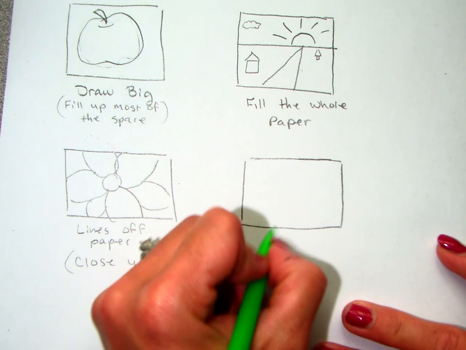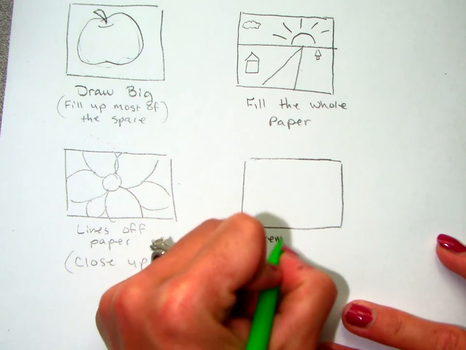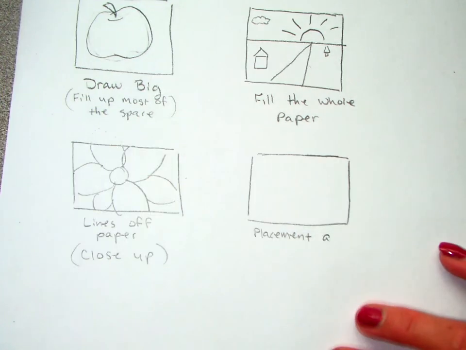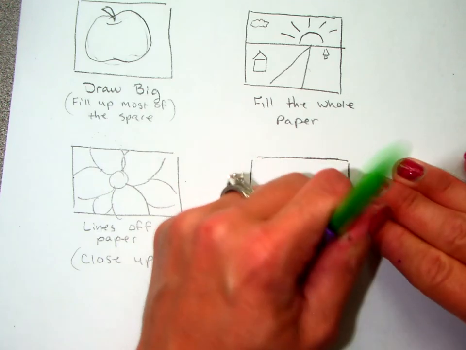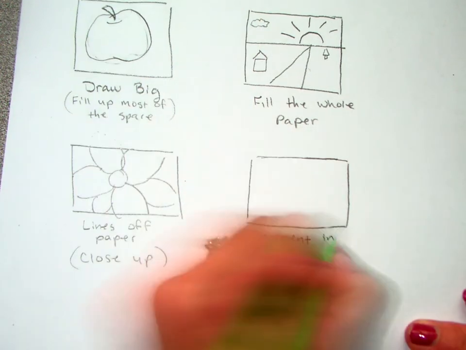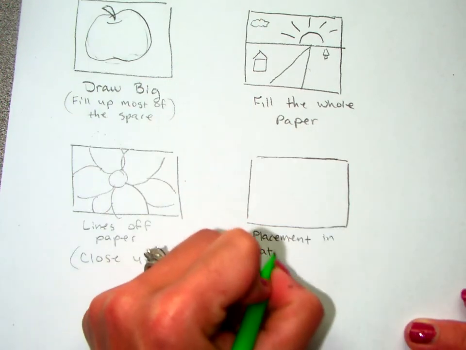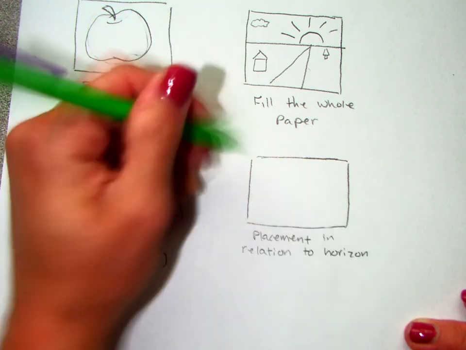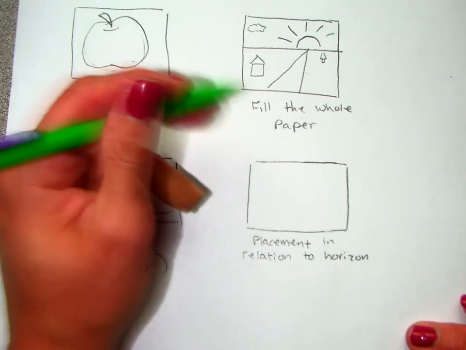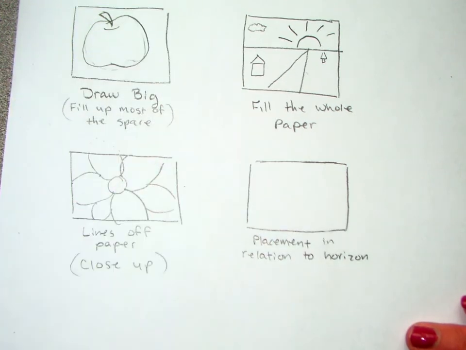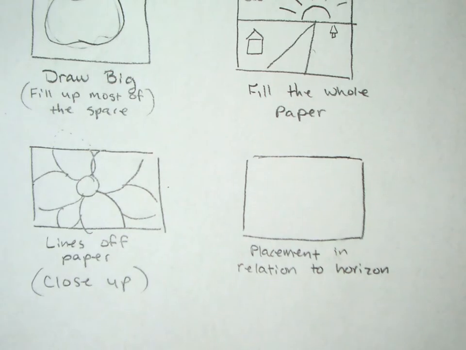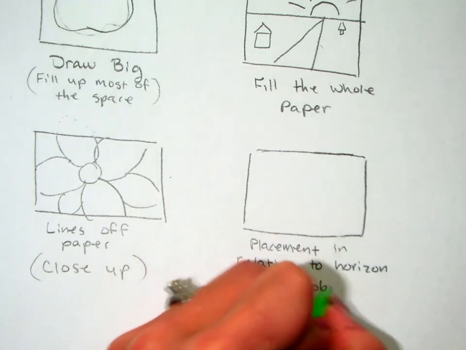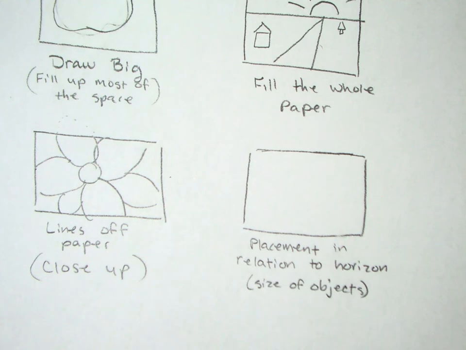So this one is placement along, or placement in relationship, or in relation to horizon line. So this is going to probably look similar to this, just because I chose to do kind of more of a landscape for this. But this is more talking about the objects and the sizes. Let's see, size of objects. We'll do that. This more or less has to talk about that.